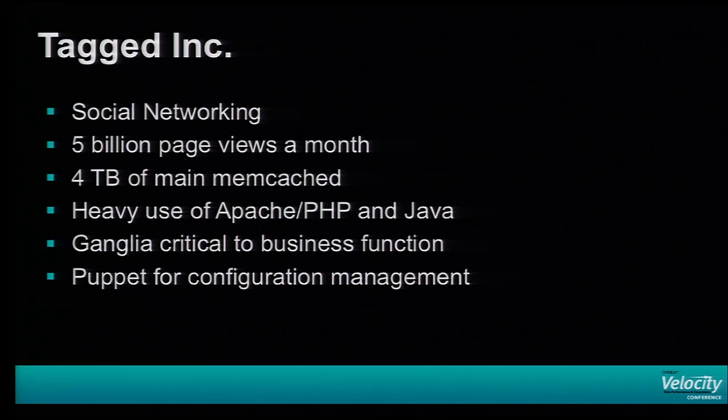So Tagged is a social networking company. We do about 5 billion page views a month. We run about 4 terabytes of main Memcache, and we're heavy users of Apache, PHP, and Java. We use Ganglia so much that if you walk around the office pretty much any time of the day and you look at someone's screen, you're almost definitely going to see Ganglia on the screen. We use it whenever we're going to deploy something, whenever we're going to change something. Everyone's glued to their monitors watching Ganglia. They're also watching an internal tool, but we really like it, and it seemed like a really good fit for us.